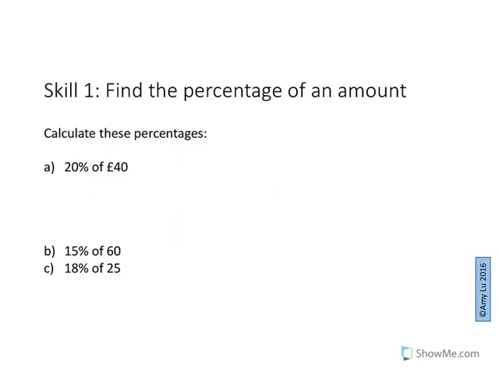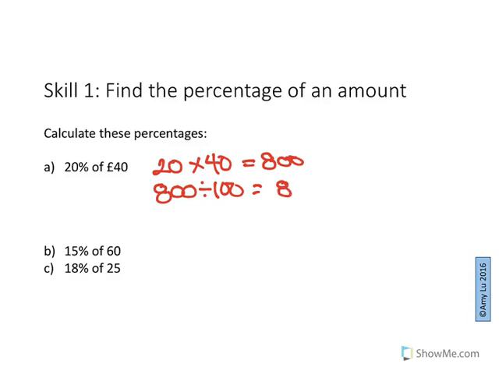Another approach is to simply multiply the two numbers together, 20 times 40, to make 800. And then divide by 100 because we are working with a percentage, and you'll get 8. So that's approach number 2.